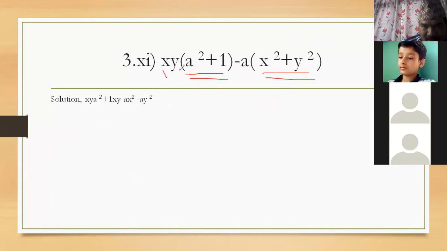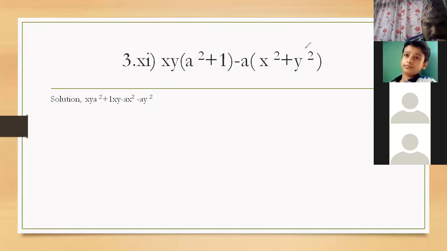While opening the bracket, xy multiplied with a square gives a square xy, xy multiplied with 1 gives xy, minus a multiplied with x square gives minus ax square, and minus into plus gives minus ay square. Like this we will get 4 terms. Okay, children? Is there any difficulty here? How many terms are there? 4 terms. Yes, sir.